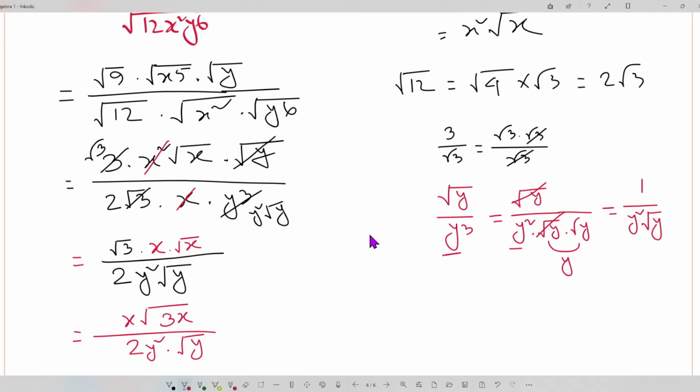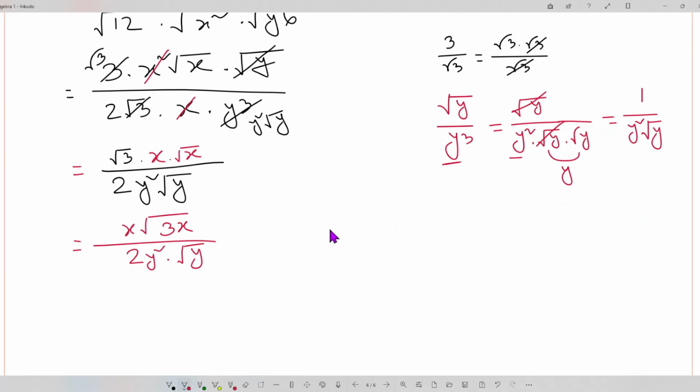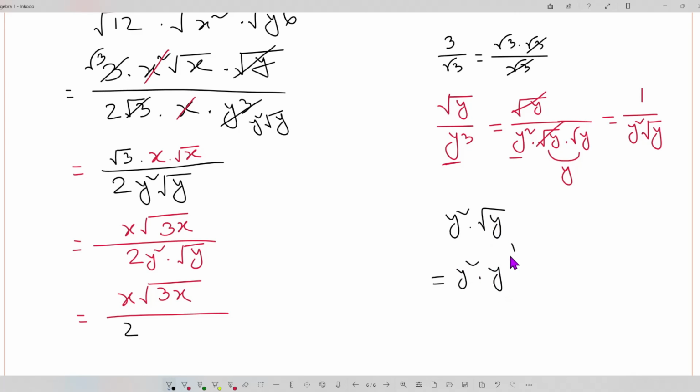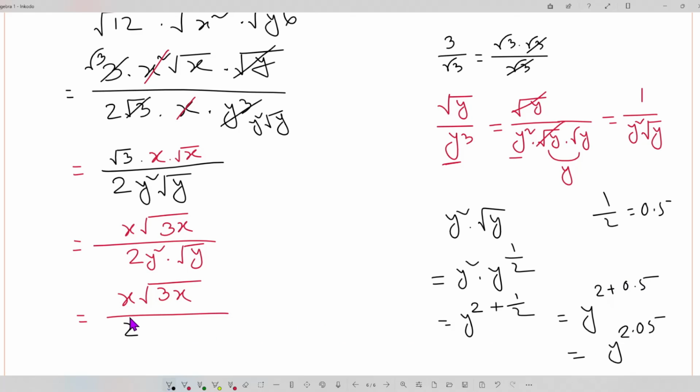If you want, you can still make more segregate. How? Look, here is x, here is root 3x, then here is 2, this, look, y square times root y. What can we do? Y square times root y means y to the power 1 by 2, right? So same, 2 plus 1 by 2, we can write this one. So here is y 2, 1 by 2 means what? 1 by 2 means we know 0.5. So it means plus 0.5. So 2 y to the power 2.5.